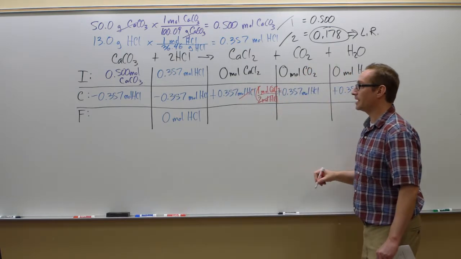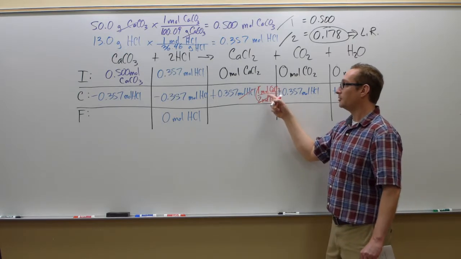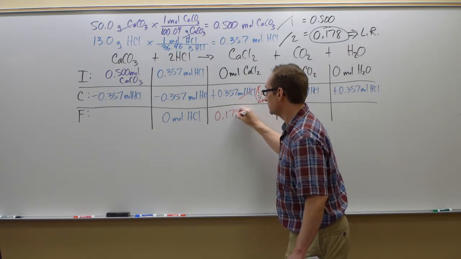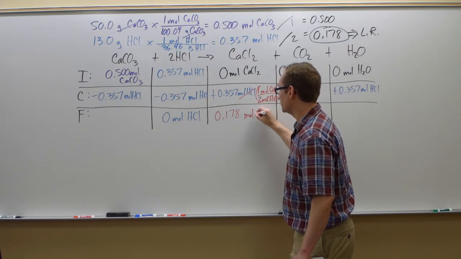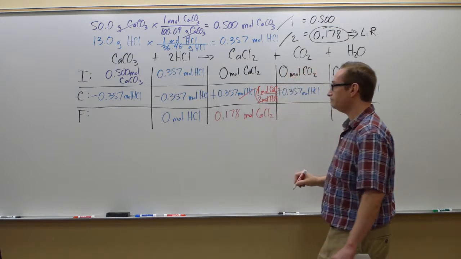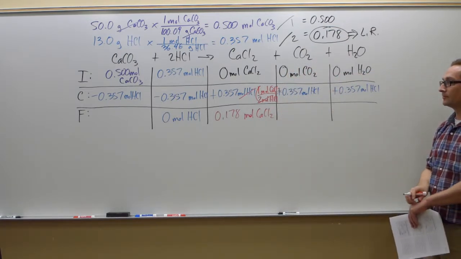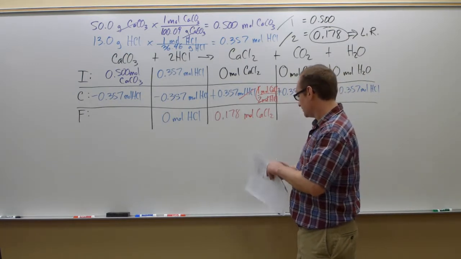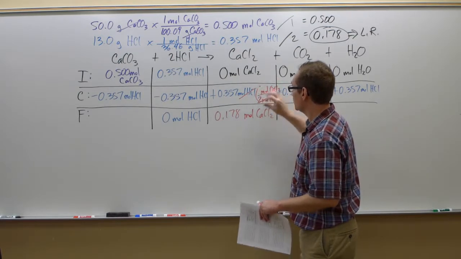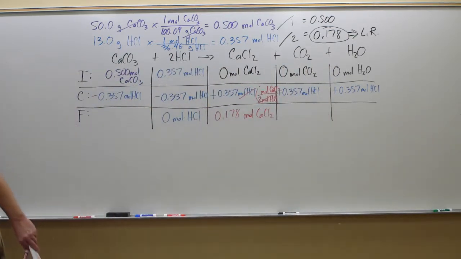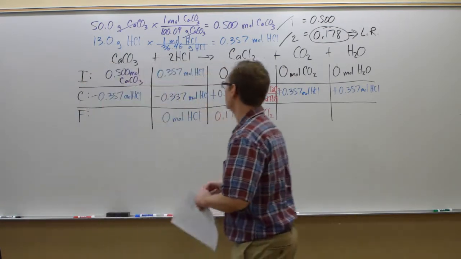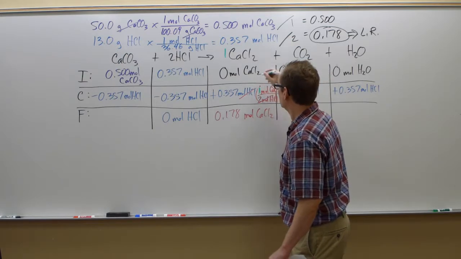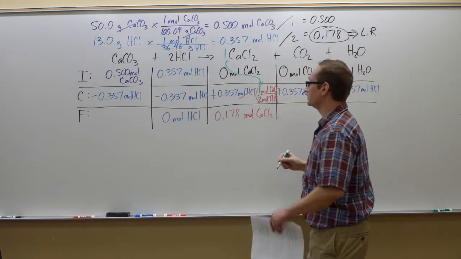So moles of HCl get reacted away or canceled, and I get moles of HCl here. So I end up forming 0.178 moles of calcium chloride. Okay, so what I'm looking at here is, let me pick a slightly different color here. I have a coefficient of 1 for calcium chloride, and that 1 goes right here.